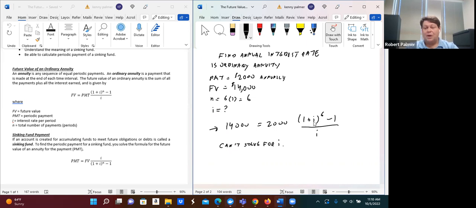All right, because we have an I here, which is inside this, which is raised to a power. They also have an I out here. There's no way to get I by itself. That's what we mean we can't solve for I. So what we need to do then is approximate with a computer.